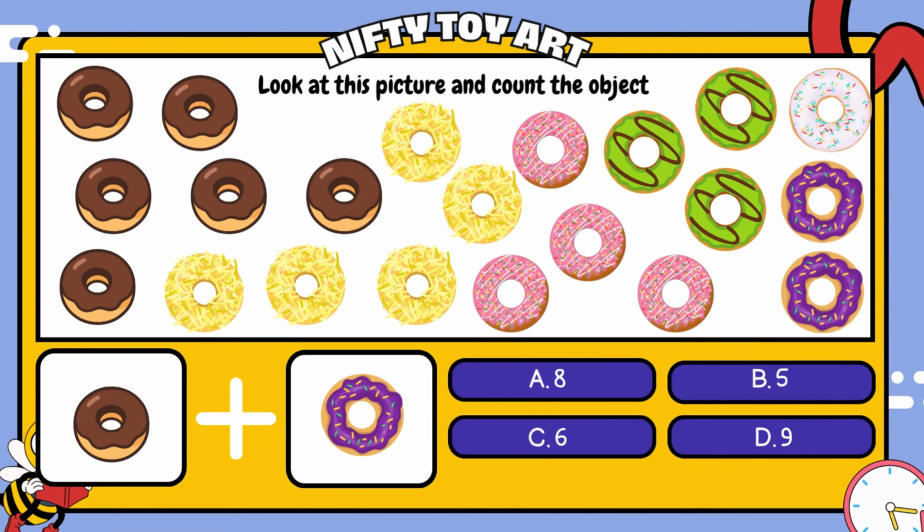I want to take all the chocolate donut plus the blueberry donut. So what is the total number of donuts? That's right, 8 donuts.